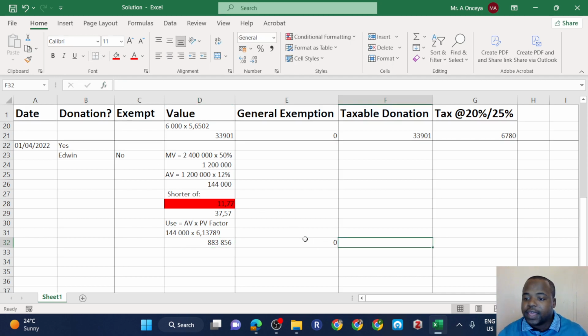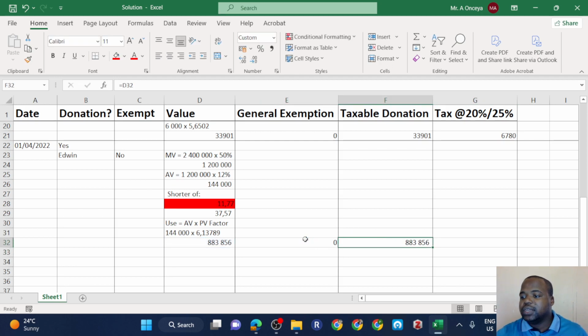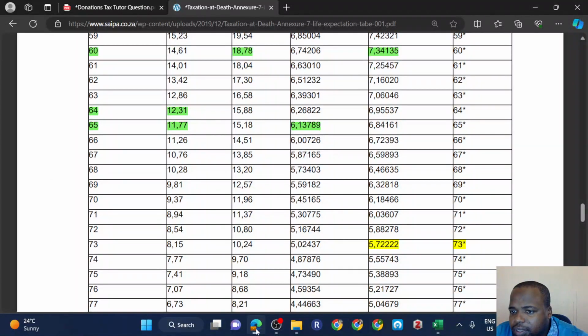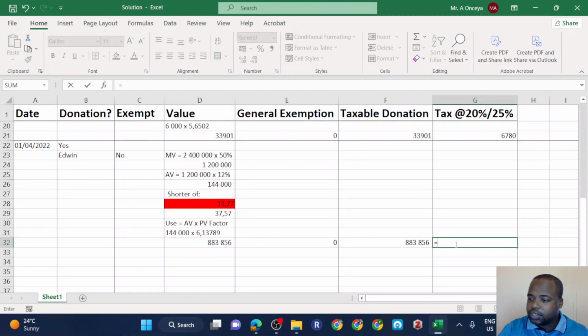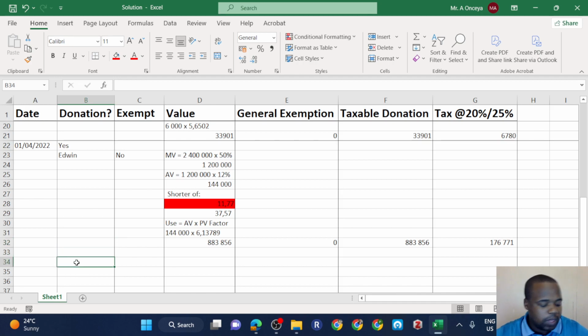He's used up his exemption, so the taxable donation is 883,856. Let me just make sure it's 6.13789. Okay, that's correct. And then our donation is 20% of that, which is 176,771 rands. That's our donation. And now we deal with the second person, which is Frank. Is it exempt? No, because it doesn't meet any of the provisions for exemptions.